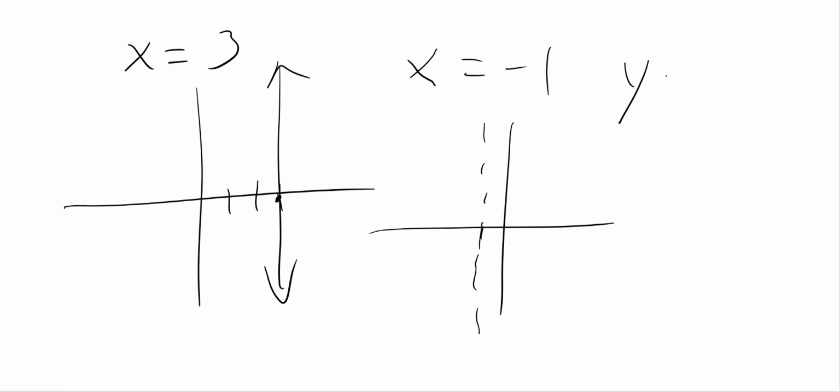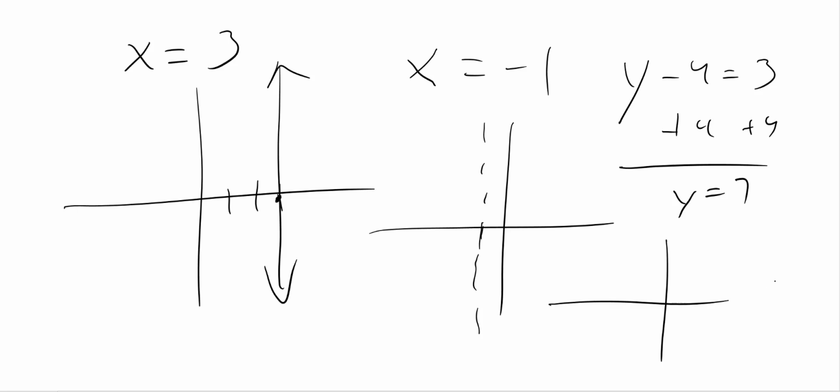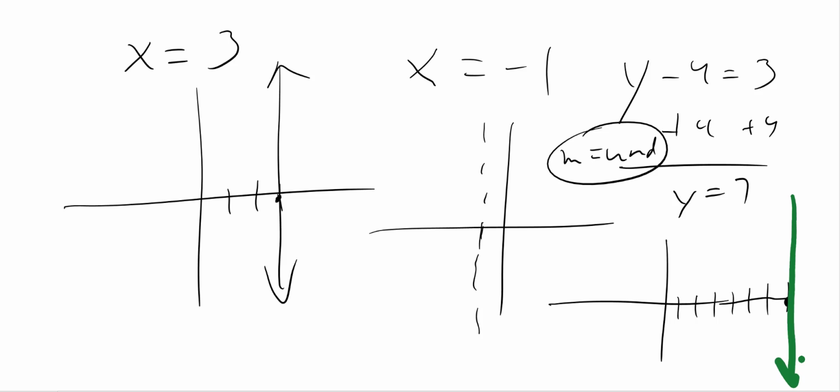And y minus 4 equals 3. Good problem. I'm going to solve for y, so add 4, so y is equal to 7. And so I go 1, 2, 3, 4, 5, 6, 7. Put a point there. And then it's y equals, so it's a horizontal line, and we draw a horizontal line. Okay, not bad. So it's an x equals, a y equals, different slopes.